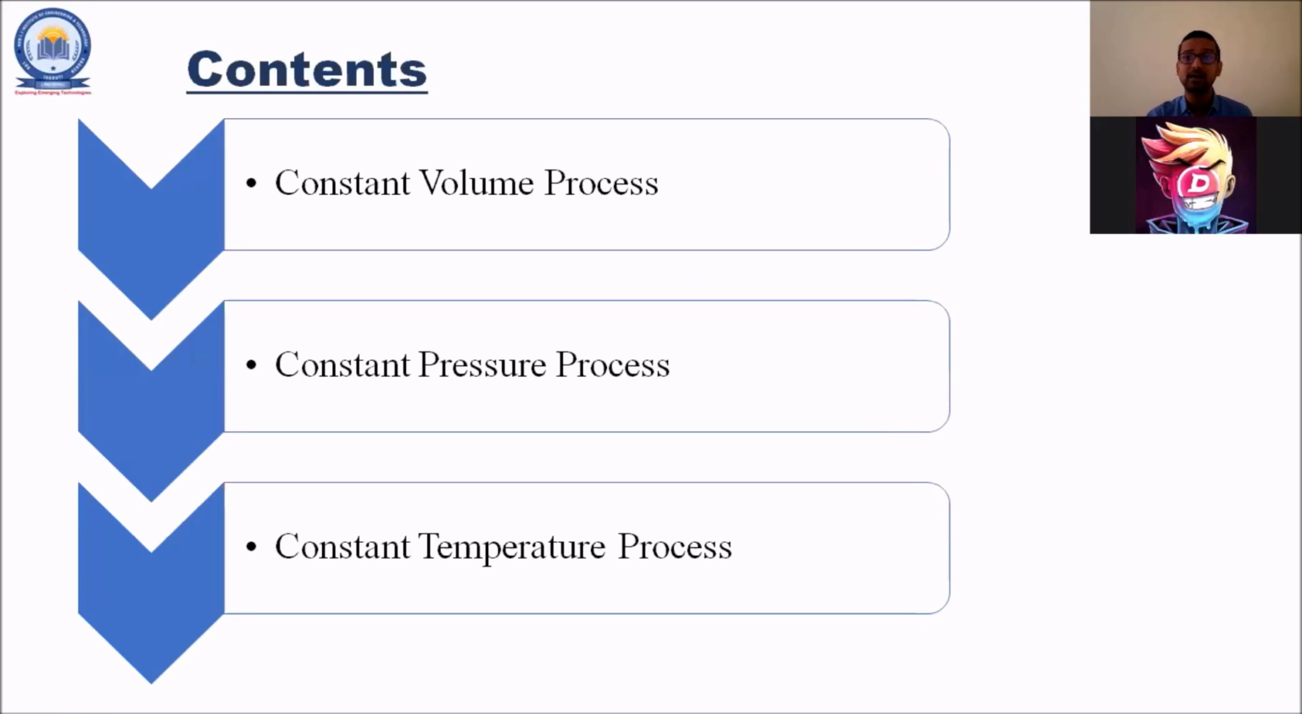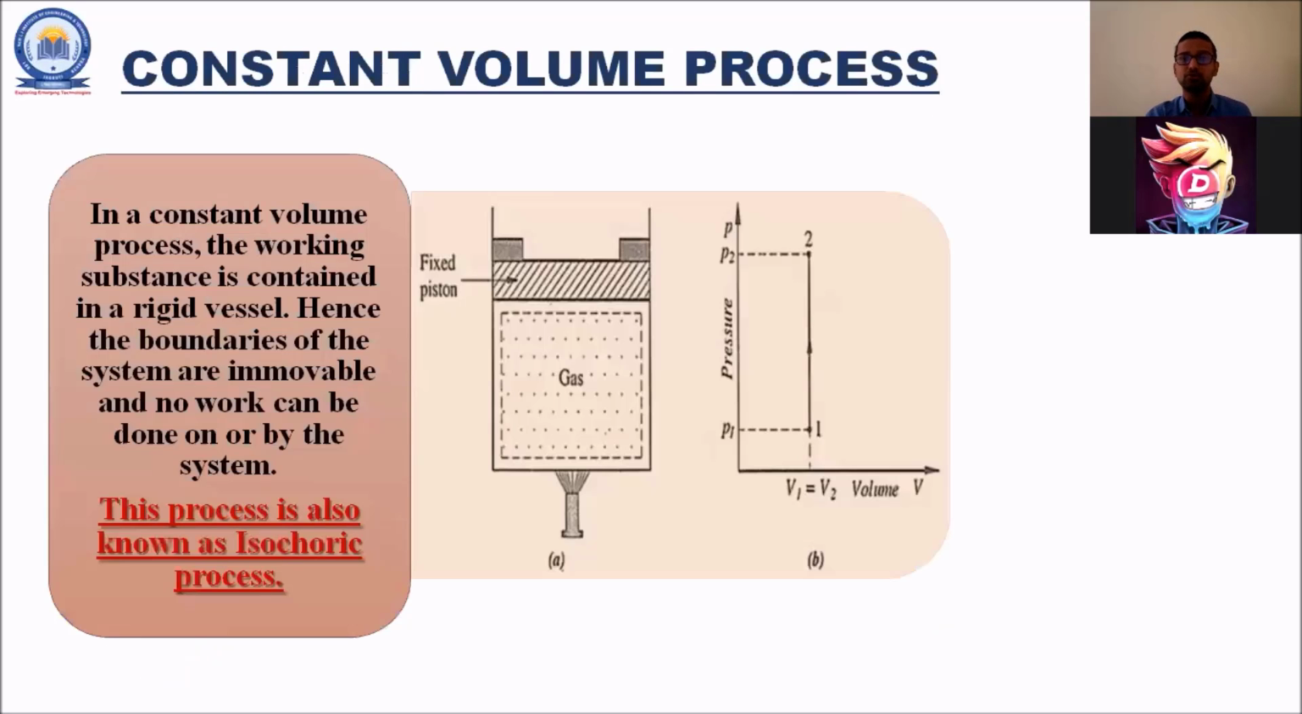So in this lecture, I am going to discuss 3 non-flow processes. The first process we are going to understand is the constant volume process. Then we will understand the different parameters and concepts of the constant pressure process. And finally, we are going to understand the third process, that is the constant temperature process. So let us start with the first process, the constant volume process. So friends, in this process, the working substance or the gas is contained in a rigid vessel.